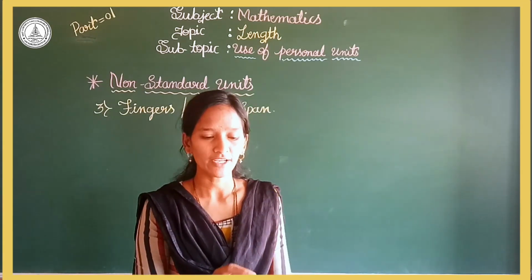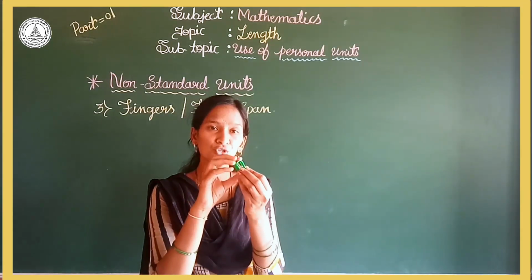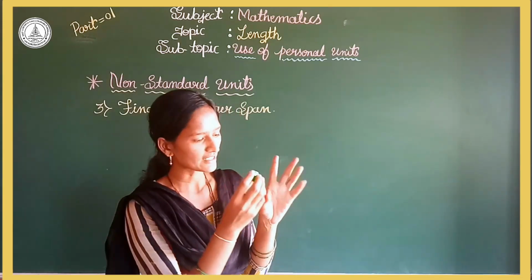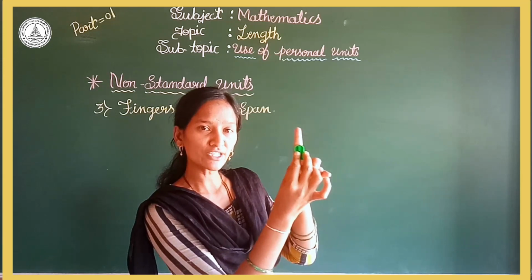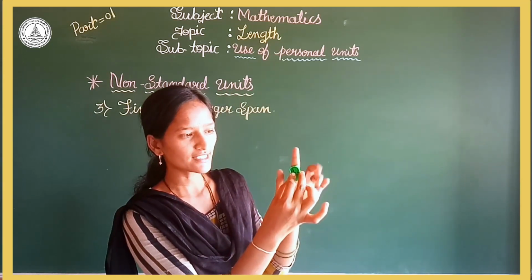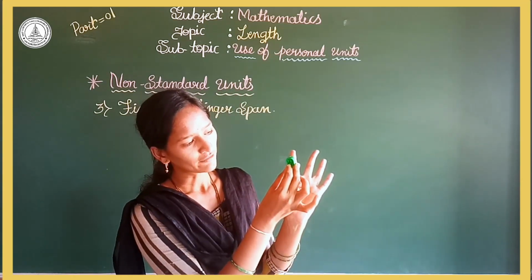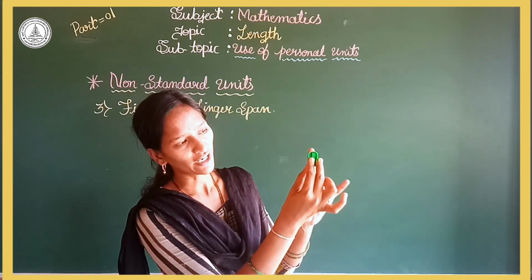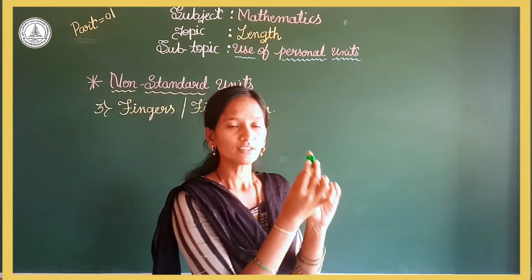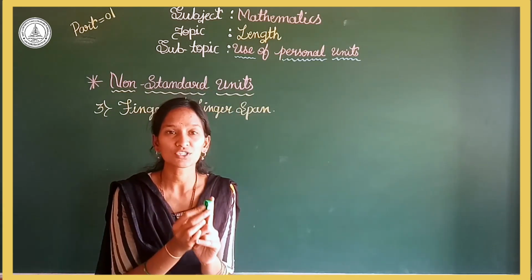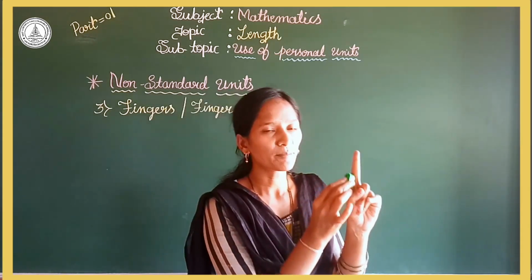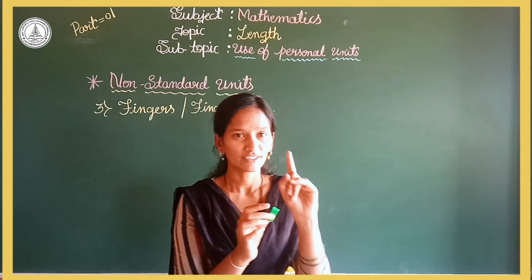So now I am using this sharpener, right? See here once again. From here to here it is 1. Next, again from here to here it is 2, right? So here the 2 sharpeners are equal to the length of this pointer finger, right?